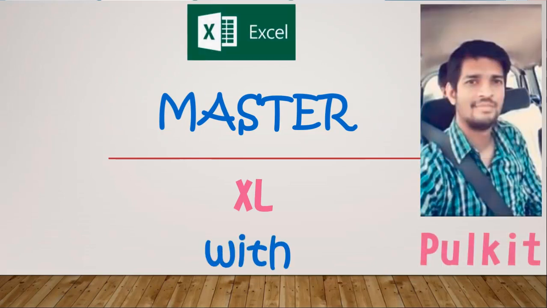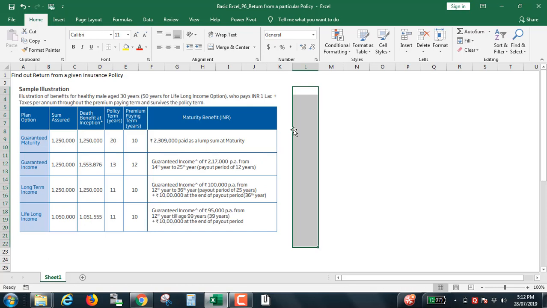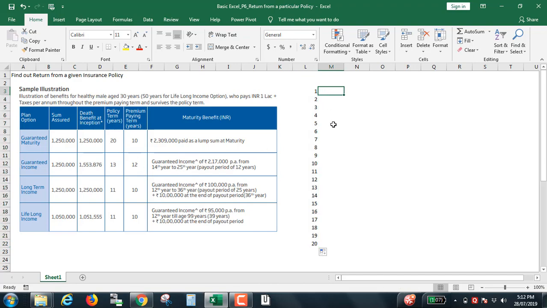So guys, now we will calculate the ROI, return on investment, from this policy. We'll go straight to the Excel file, where I have taken a snip of the illustration and pasted it. So those who didn't get the results correct, just check how I am doing it now. What you have to do is write down the cash flows of all the years. I'll write the year number, 1, and then drag it to 20. These are 20 years because the policy term is 20.